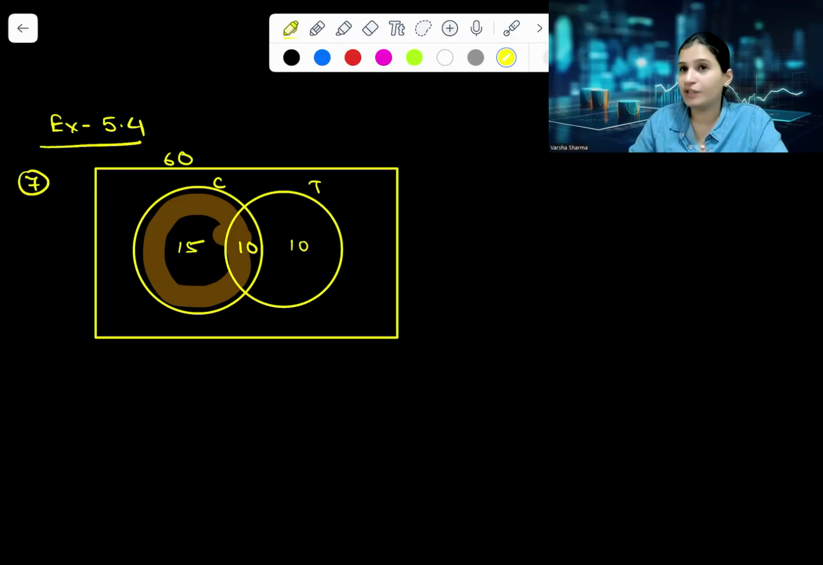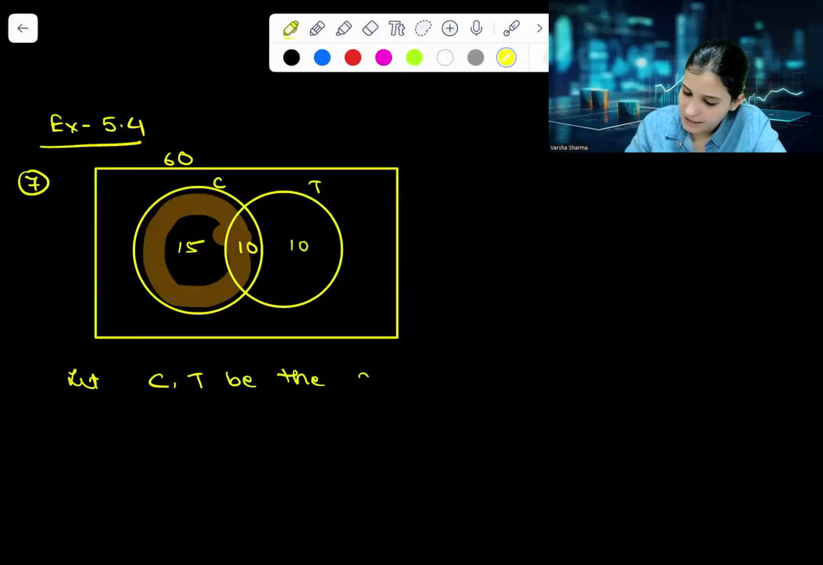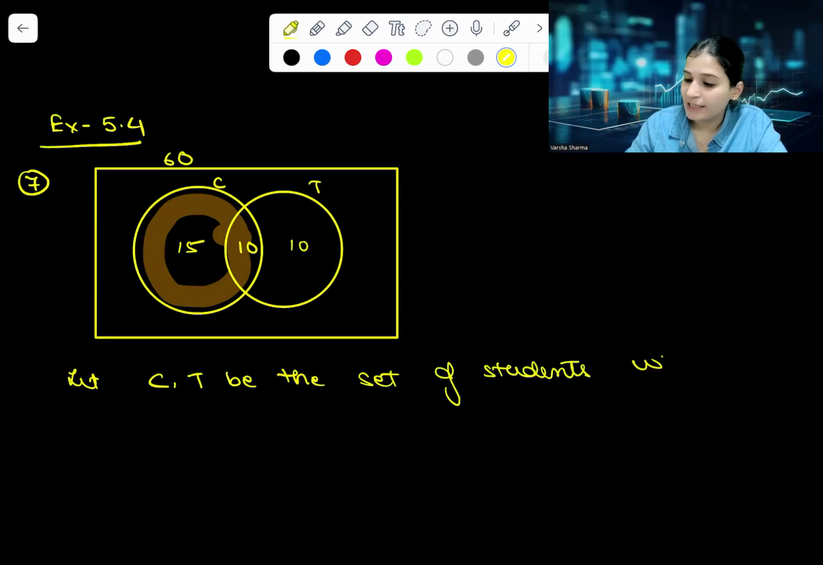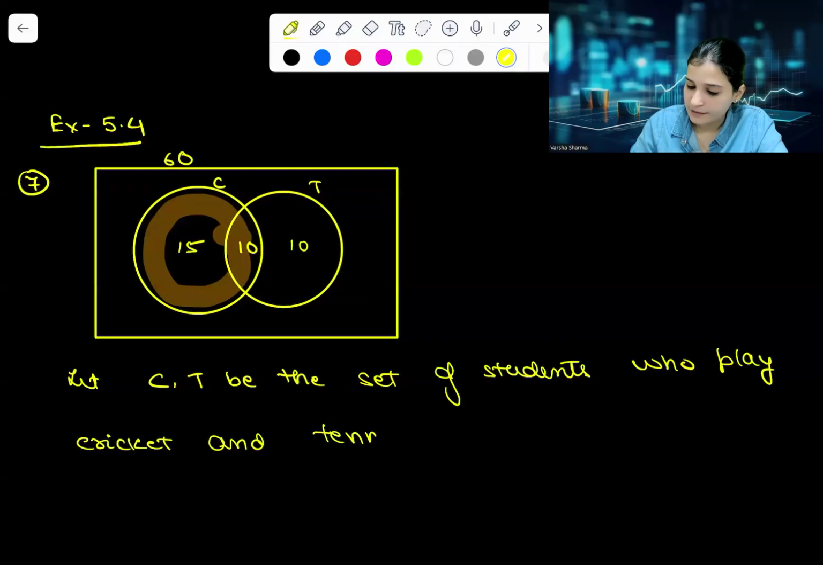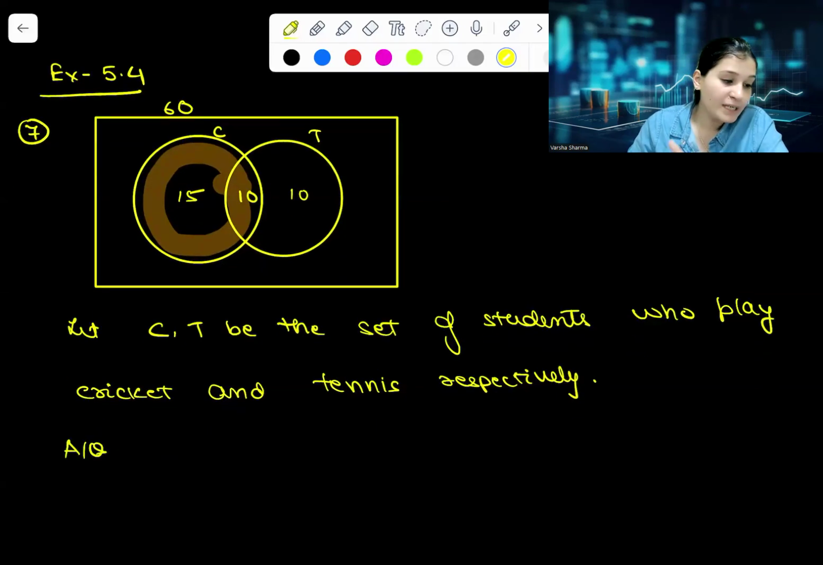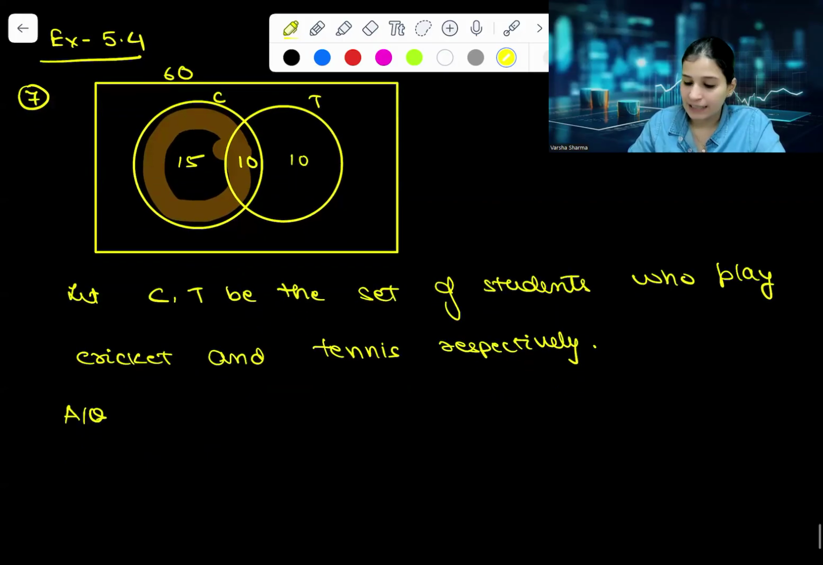So we'll first write the names of the two sets. Let C, T be the set of students who play cricket and tennis respectively. So according to the question, what is given? How many people play cricket? 25. How should I write that in symbols? The number of people in cricket, the cardinality of the set C, is 25.